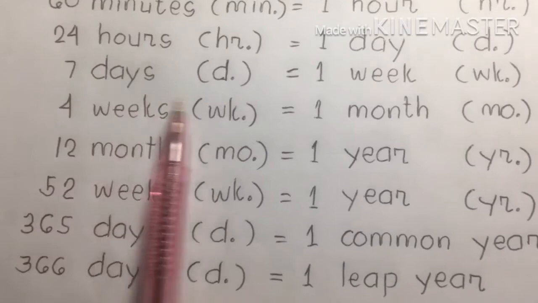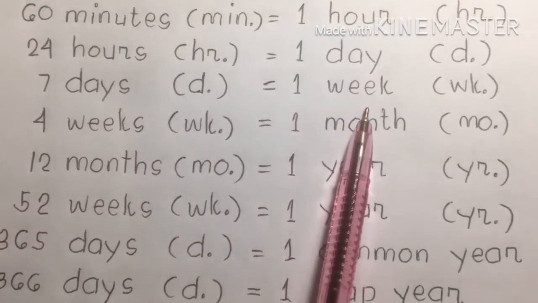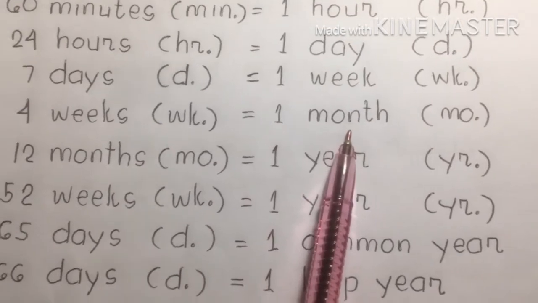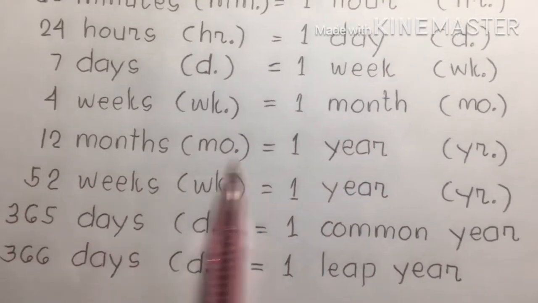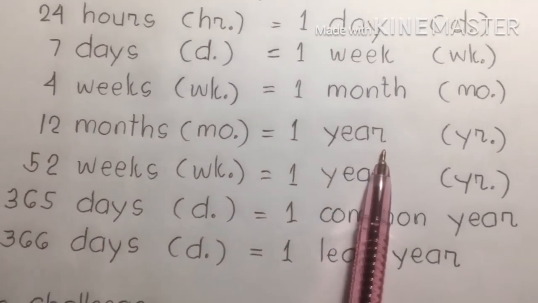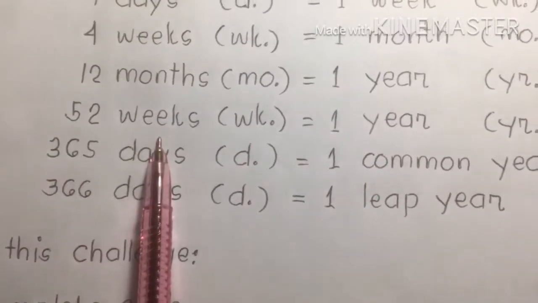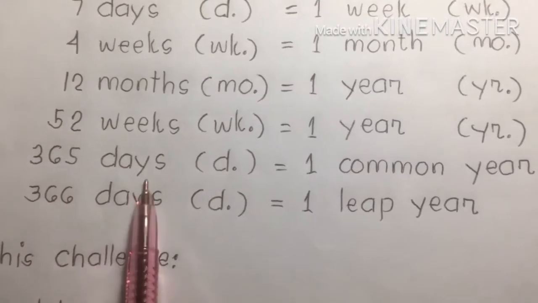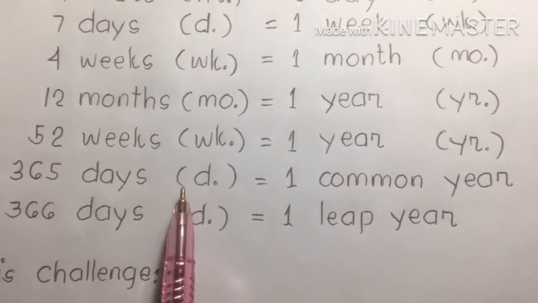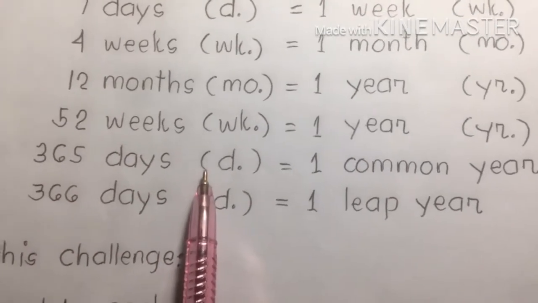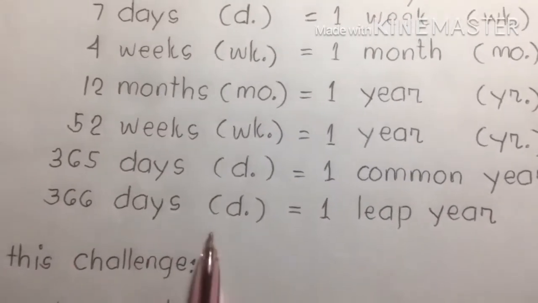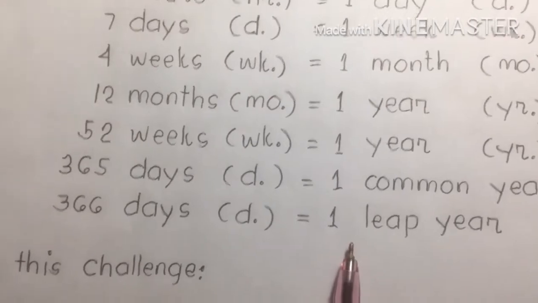7 days is equivalent to 1 week. 4 weeks is equivalent to 1 month. 12 months is equivalent to 1 year. 52 weeks is equivalent to 1 year. 365 days, my dear viewers, is equivalent to 12 months or 1 common year. 366 days is what we call a leap year.